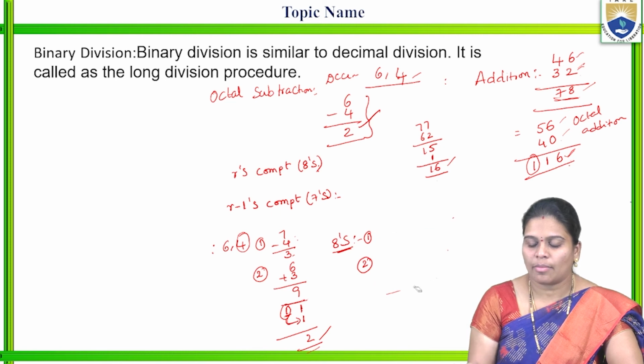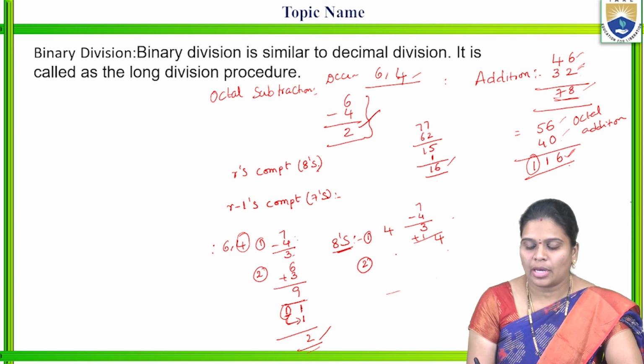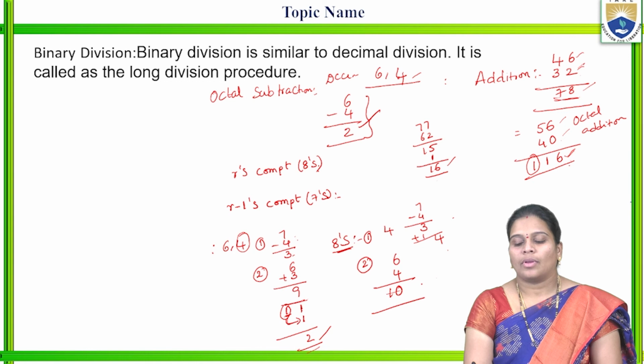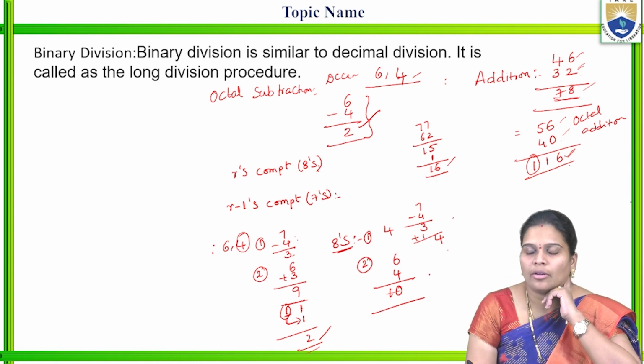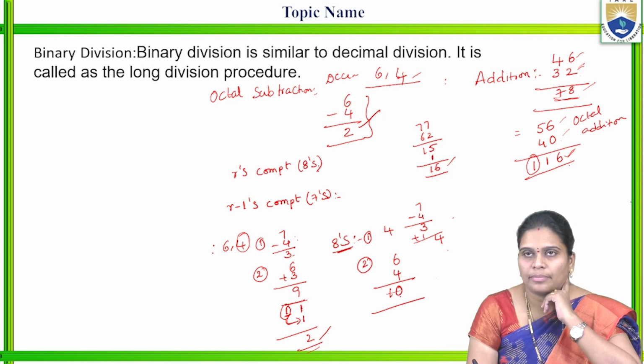First we apply the 8's complement of this 4. 7 minus 4 is 3, and 3 plus 1 is 4. So the 8's complement of this 4 is 4. Now we add 6 plus 4. The value is 10, and 10 is not included in this octal value.